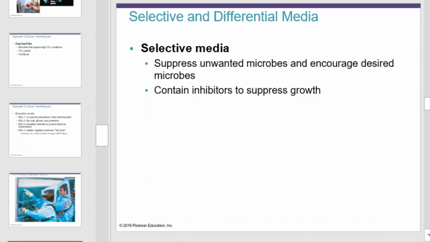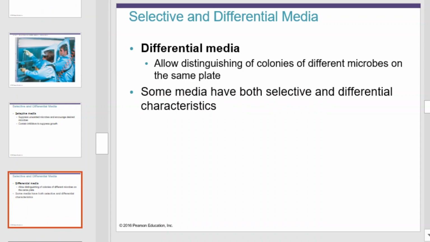Selective and differential media. Selective media suppress unwanted microbes and encourage the desired microbes. They'll often contain inhibitors to suppress growth. Differential media allow distinguishing of colonies of different microbes on the same plate. Some media have both selective and differential characteristics.